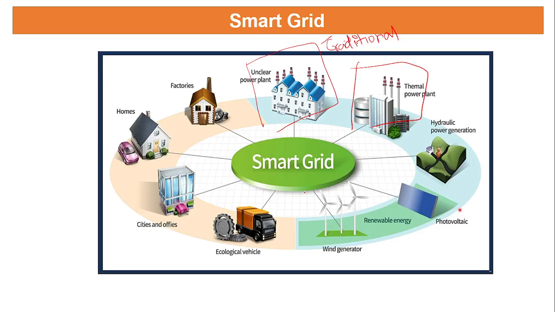If I am talking about the smart grid, I am able to integrate the renewable energy sources into the centralized grid, and accordingly I can efficiently utilize the renewable energy, and it can be supplied to the factories as well as the homes, cities and offices, as well as the electric vehicles. Electric vehicle, simply, is an EV. We are using electric scooters, cars, everything, for the charging of electricity.